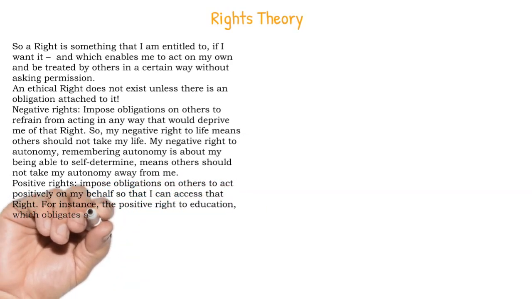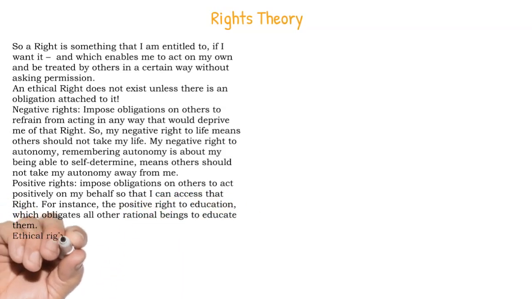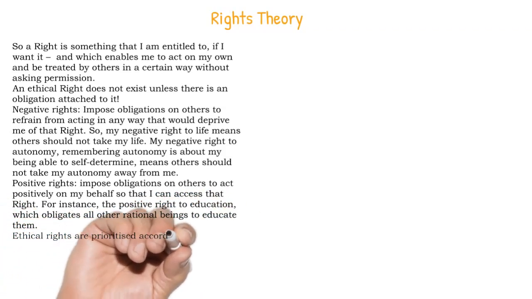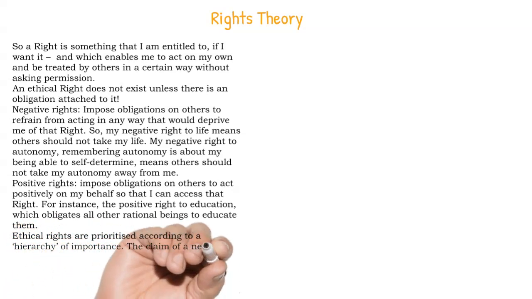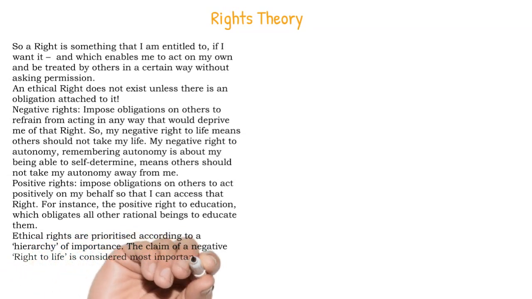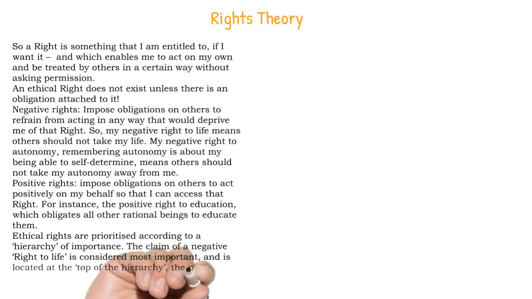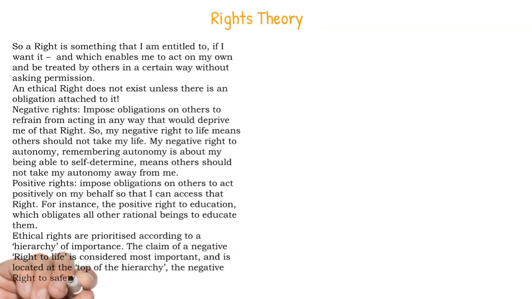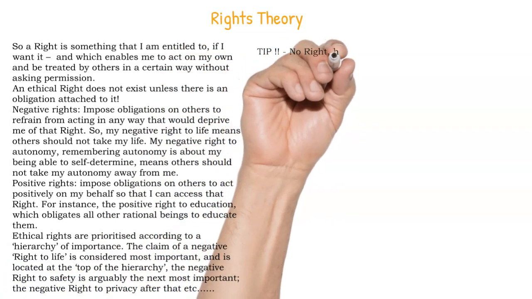The United Nations Declaration on Human Rights declares the right of a child to an education. Ethical rights are prioritized according to a hierarchy of importance. The claim of a negative right to life is considered most important and is located at the top of the hierarchy. The negative right to safety is arguably the next most important, the negative right to privacy after that, etc.